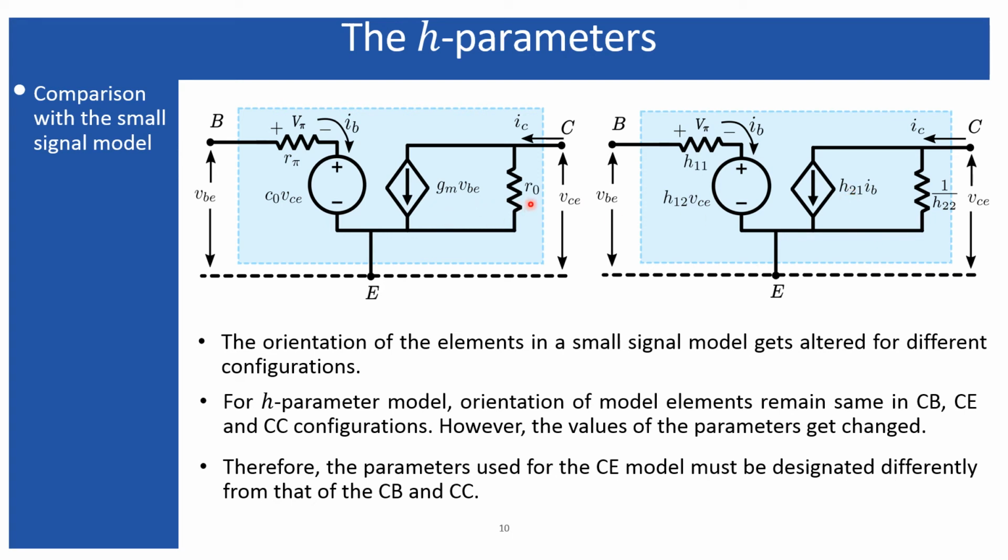Second one is the output impedance. The output impedance for the small signal model was R naught, whereas the output admittance for our h parameter model is 1 by h22. And as you have seen in my last slide, h22 is not exactly equal to the inverse of this R naught because of the presence of the C naught factor. If you consider C naught equal to 0, which is associated with the early effect, then this output admittance will be exactly equal to the output impedance R naught.